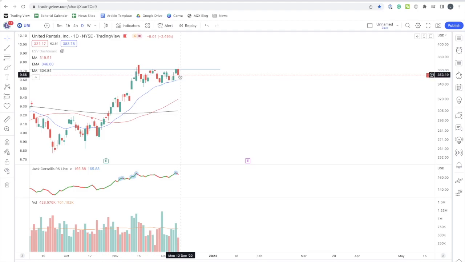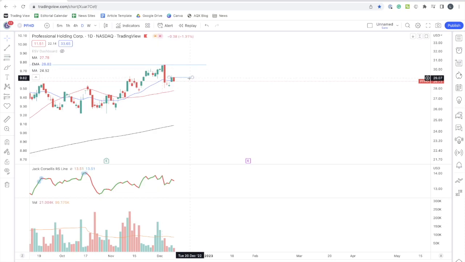Another one of the stocks that I traded was PFHD. So for this stock, I bought this stock as it was breaking out at this level over here. And I managed to make a 1% gain on that day. But as you can see, on the very next day, prices form an engulfing candle and close at this level over here. And I was stopped out on my position the very next day.